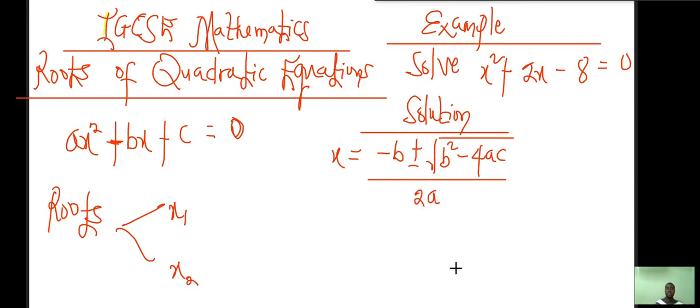Okay, so let's identify a, b, and c. a is the coefficient of x squared. Basically, we have 1 as the coefficient of x squared. b is the coefficient of x. So what we have behind x is plus 2. So that's what is meant by the coefficient. Plus 2 is the same thing as 2. Then c is the constant term. That is the term without x at all, and that equals negative 8.